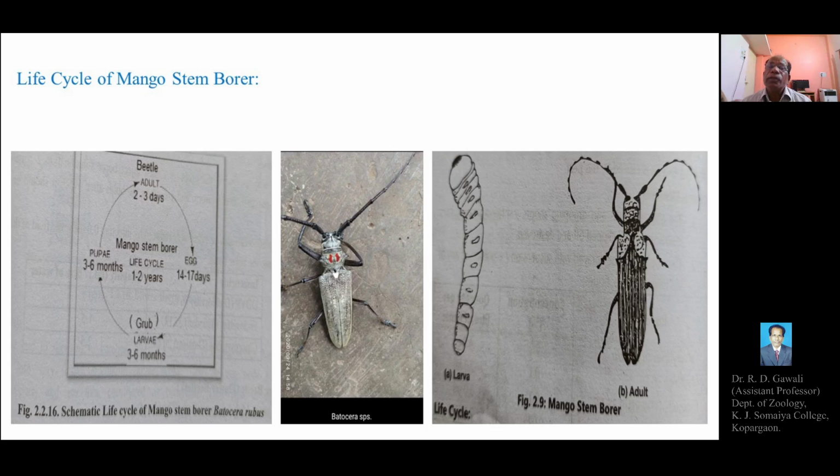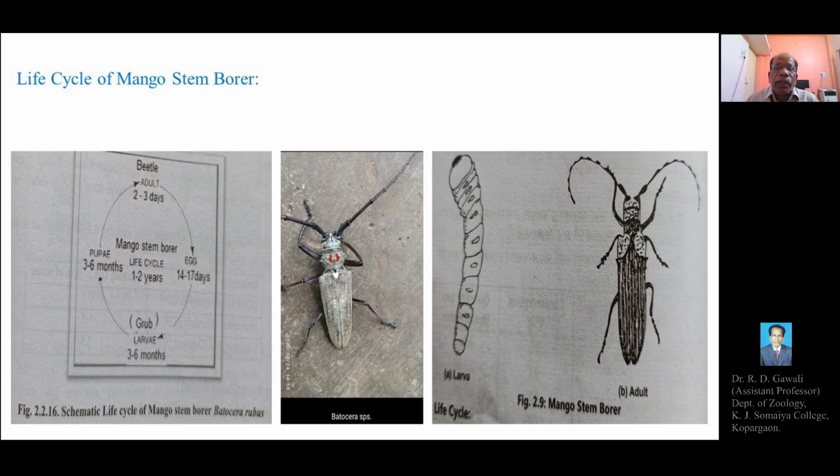of the adult. So in the beginning of the rainy season, we can see this adult beetle, mango stem borer, indicating the sign of the onset of the monsoon or rainy season. So the mango stem borer can appear only at the beginning of the monsoon month or rainy season, and throughout the year the larva and the pupa remain inside the trunk or stem of the mango tree.